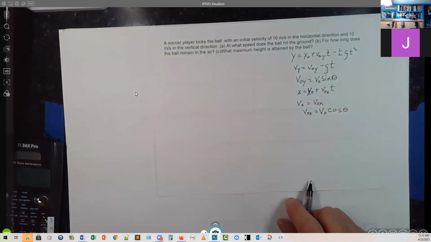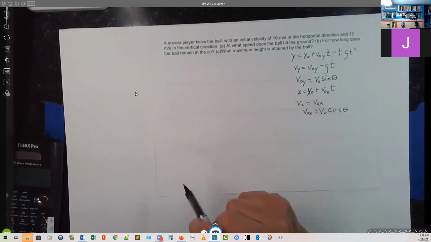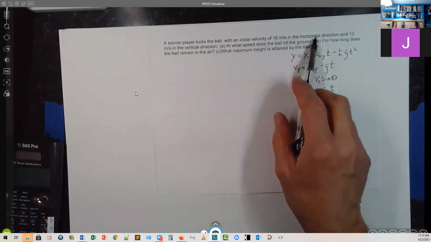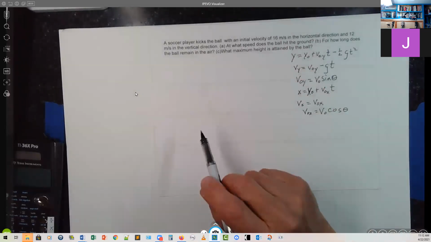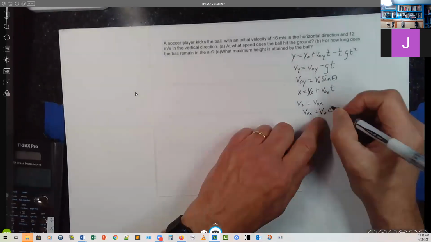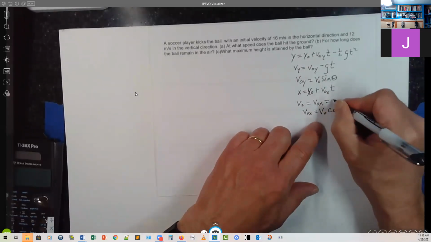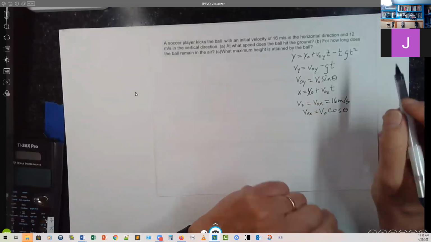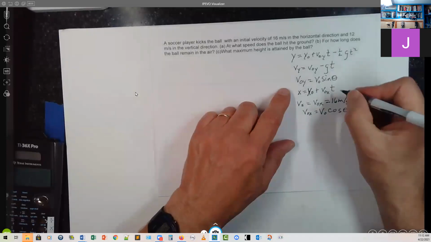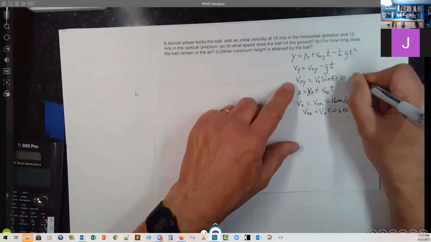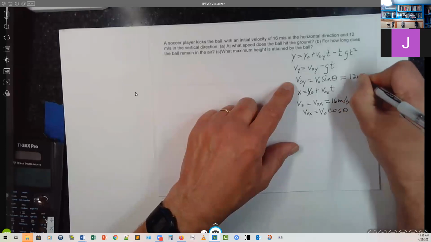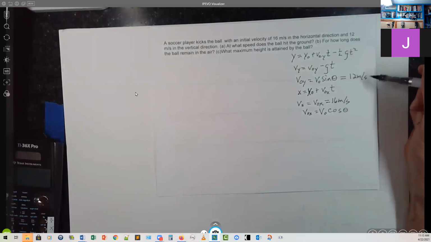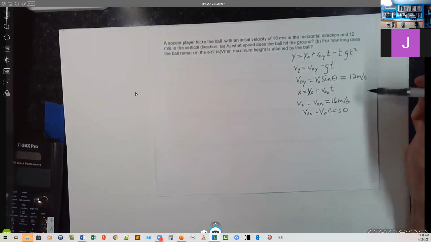Okay, well, there seems like there's a lot of missing parts of this problem. However, initial velocity of 16 meters per second in the horizontal direction, that's v naught x. So this thing I happen to know. And 12 meters per second in the vertical direction, that's v naught y. And maybe I don't even need to know the angle that it's kicked at or anything like that.